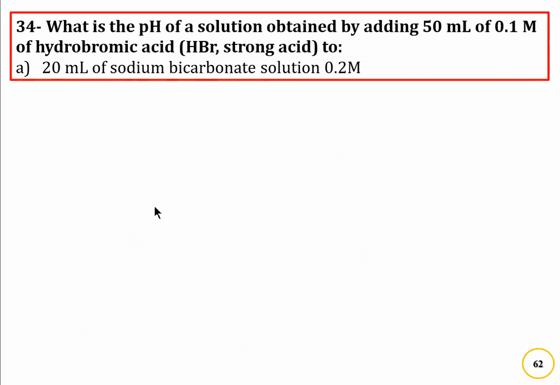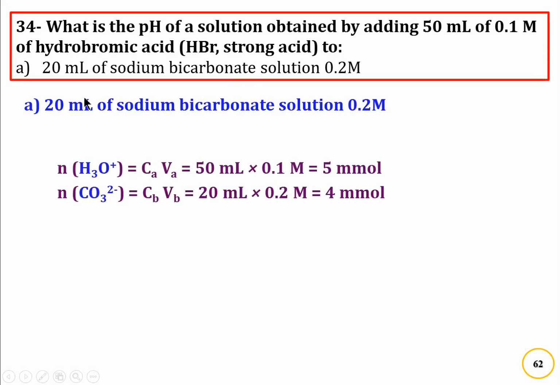Exercise 34. What is the pH of a solution obtained by adding 50 ml hydrobromic acid 0.1, HBr is a strong acid, to a bicarbonate? So in this problem, we add a strong monoacid to a weak dibase. So the initial number of moles of H3O+ is equal to 50 ml times 0.1, 5 millimoles. That of CO3 2- obtained from the dissociation of the salt equals 20 ml times 0.2, equal to 4 millimoles.